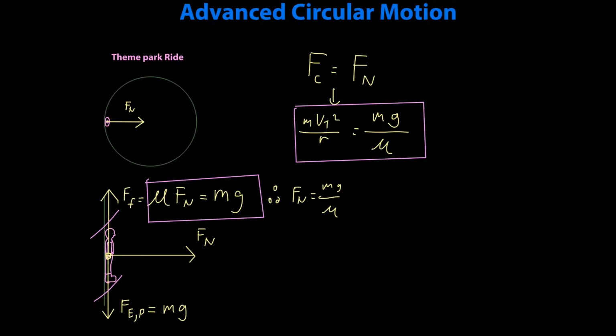The one other thing I would like you to notice here is that mass cancels in this equation, and that's important for a theme park ride. If you have a theme park ride where people's different masses have different accelerations, that means during the ride, everyone would be slamming into each other, and that would be very bad.